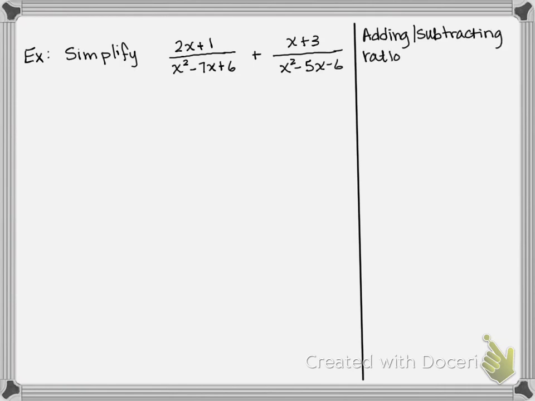Rational expressions. The first thing we want to do is to factor our denominators. We're not going to be able to find a least common denominator unless we can find the least common multiple of our denominators. And in order to find the least common multiple, just like we just saw, the first thing we have to do is factor. So we're going to factor the denominators.